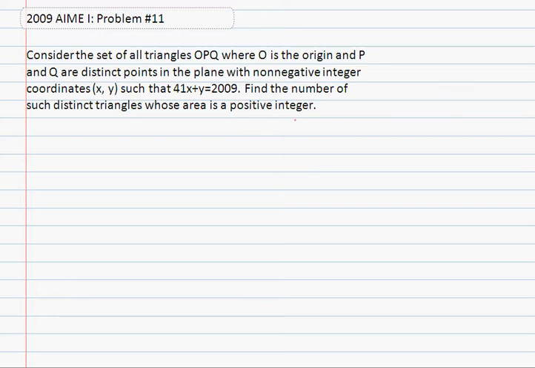So, first of all, we have to identify the coordinates O, P, and Q. First, we know that O is the origin, so O is just 0, 0. P and Q are distinct points in the plane such that 41x plus y is equal to 2009. So if we want to write y in terms of x, we can subtract 41x from both sides, and that gives us y equal to 2009 minus 41x.